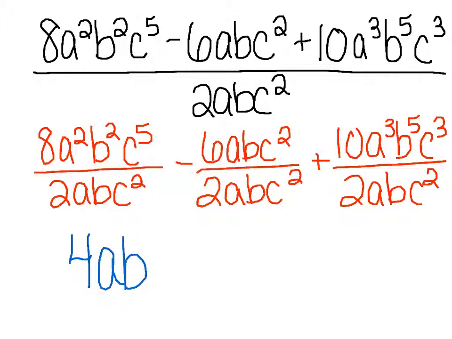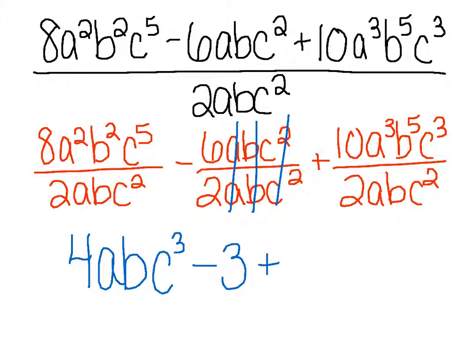We're going to have b to the 2 minus 1 power, which is 1, and c to the 5 minus 2, which is c cubed. Minus 6 divided by 2 is 3. A divided by a, those cancel out. B divided by b, those cancel out. C squared divided by c squared, those cancel out. So we're just going to have minus 3.